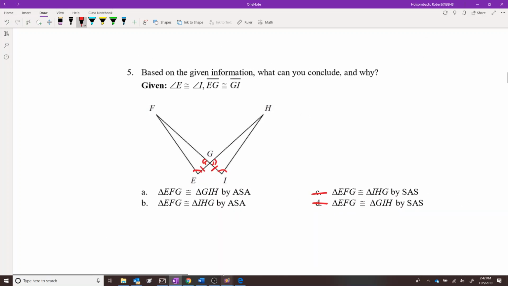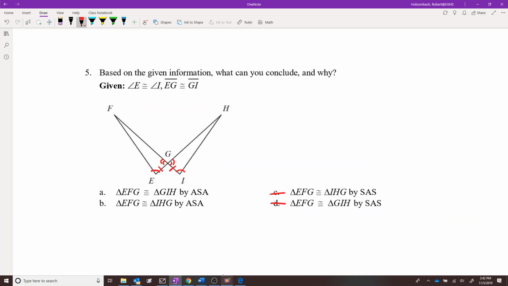Now we have to look at the congruence statements. Answer choice A is triangle EFG. So EFG congruent to, if E is the first letter in the description, then I has to be the first letter in the second description. And in this case, in answer choice A, that's not the case. So B is your only correct choice.